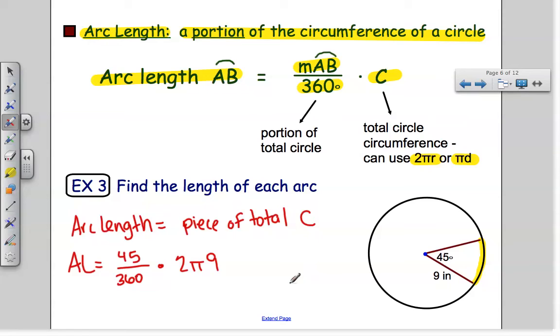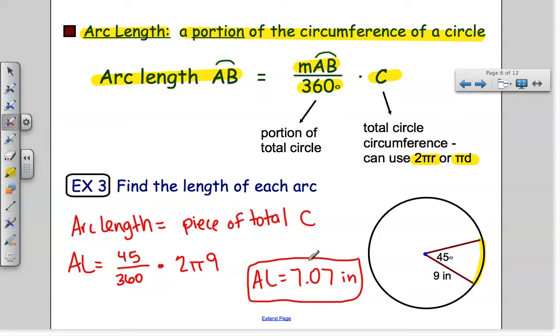And I'm just going to go to the calculator. I'm going to do 45 divided by 360 times 2 times pi times 9. And I get that the arc length equals 7.07. The radius was in inches. The length of this arc would also be in inches.